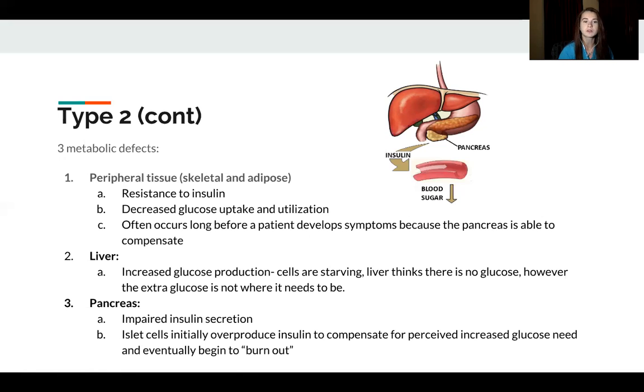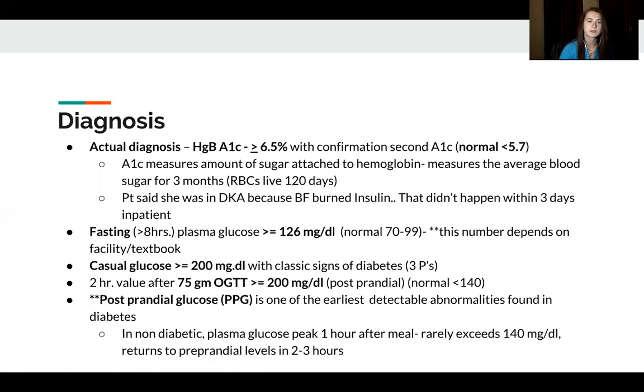And then finally, of course, we have the pancreas, where there's impaired insulin secretion. The islet cells, which are the beta cells, initially overproduce the insulin to try to compensate for the elevated blood sugars, but eventually it begins to burn out and it can no longer supply the demand that the body needs.